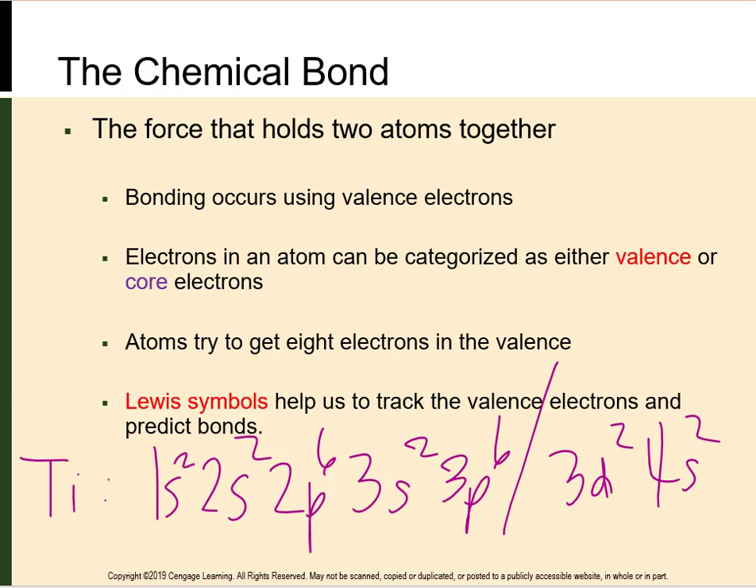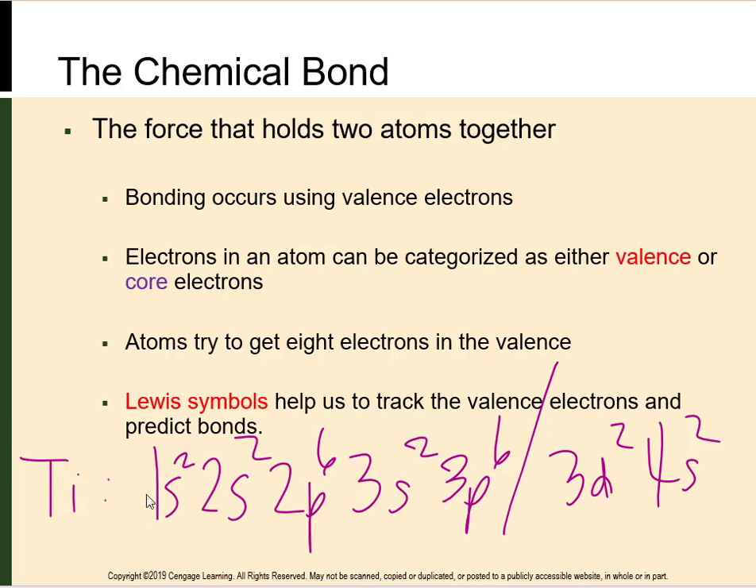So for example, if we looked at titanium, on the periodic table it is atomic number 22, and it's in the fourth period, and we can see that the highest level includes 4s2, but 3d2 as well. So titanium has 4 valence electrons. These are the outermost electrons, and that's true for our transition metals.